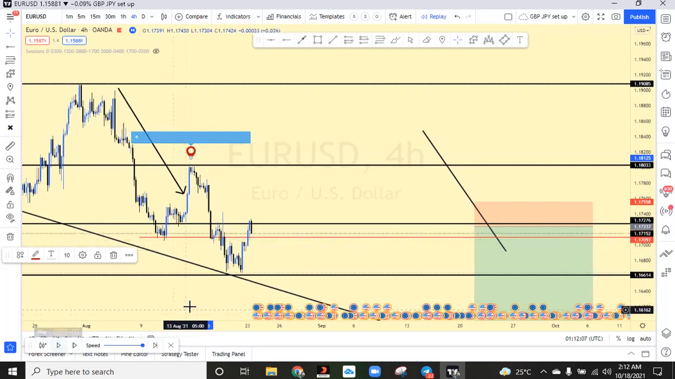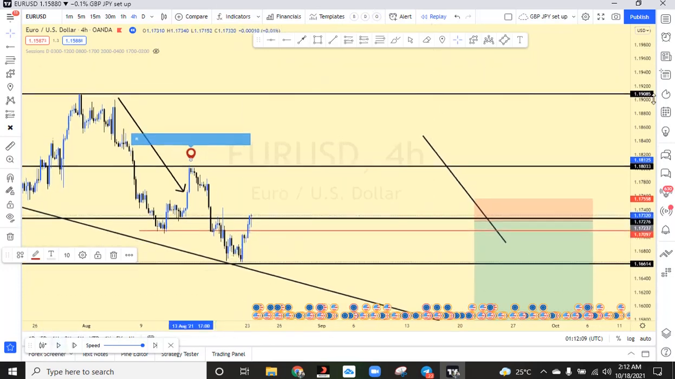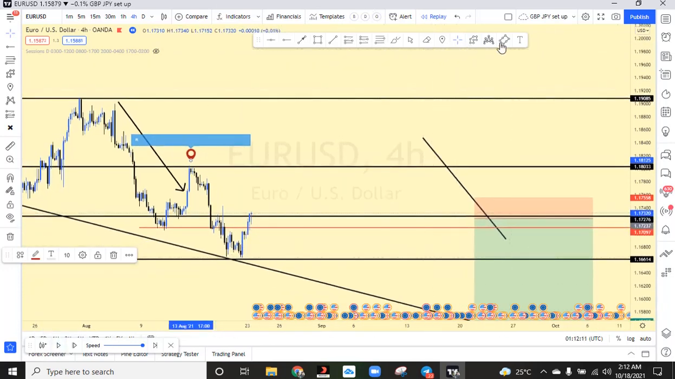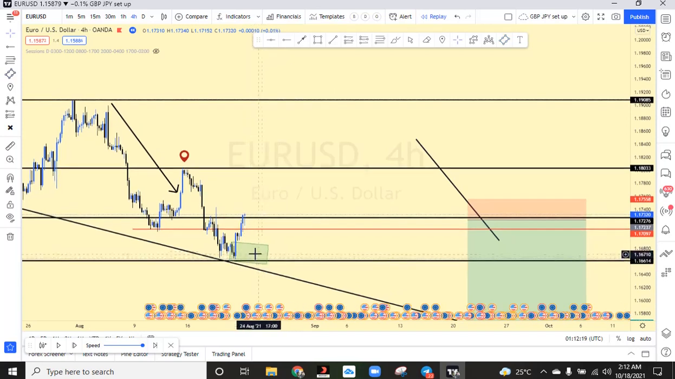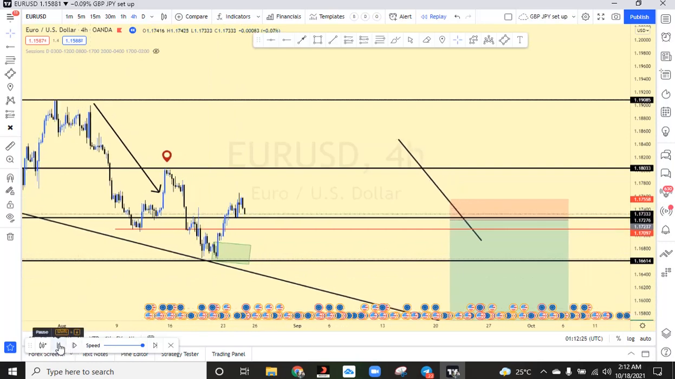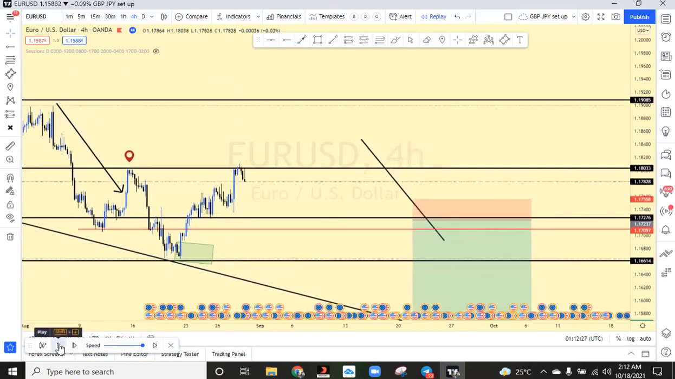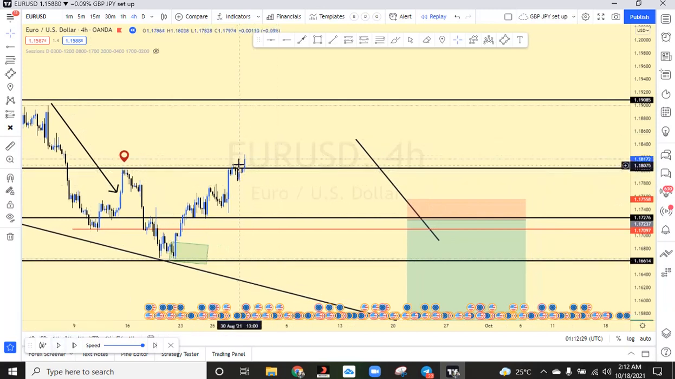And when it pushed to the downside, what happened again? Price found a new support. Where did price find a new support? Price found a new support around here. Okay, this was where price found a new support. So after price found support here, what happened again? Price moved to the upside and found resistance here again. This was where price found another resistance.